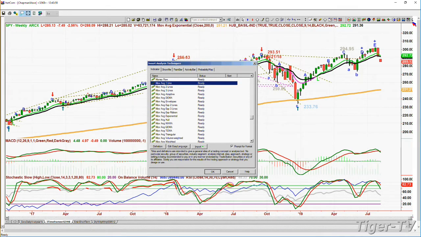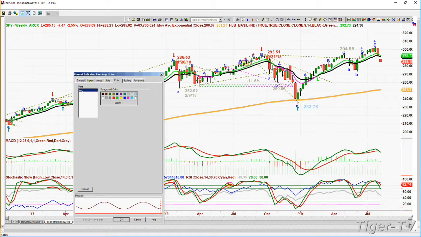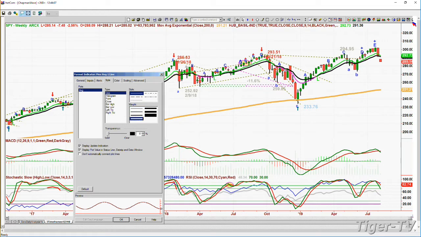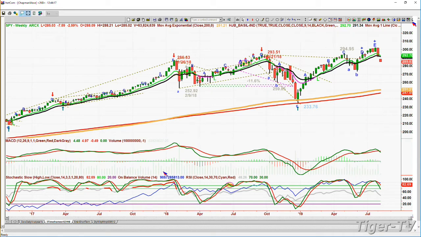Here we go. What color should I make it? Just so that we can see it, I'll make it red. Nice bright red. And I'll make it nice and thick so we can see apples to apples. The input is a 200 period moving average. And you can see, oh, it hit it exactly. It did even better than my 200-period exponential moving average.